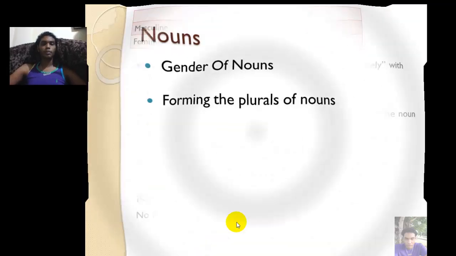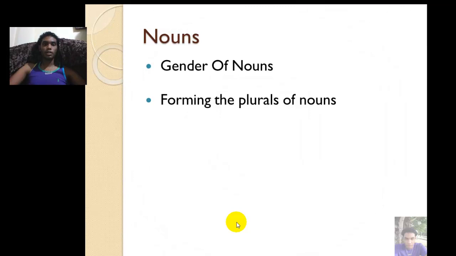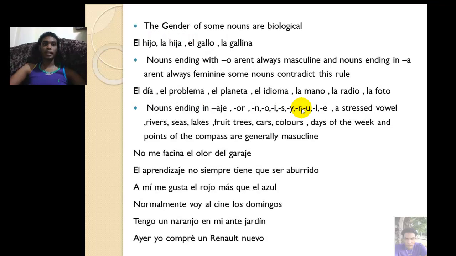Moving on with nouns. The gender of nouns and forming the plurals of nouns. Okay. The gender of some nouns are biological. El hijo, la hija, el gallo, la gallina. Okay. These are very straightforward. Nouns ending with O aren't always masculine. Nouns ending in A aren't always feminine. Therefore, some nouns contradict this rule. Okay, so here are a few examples.